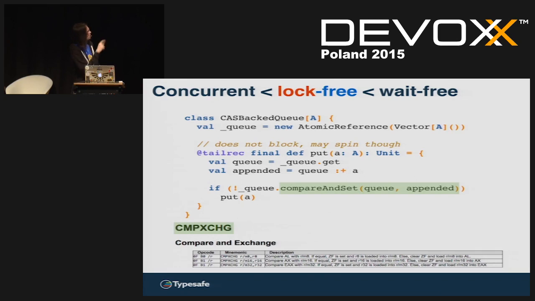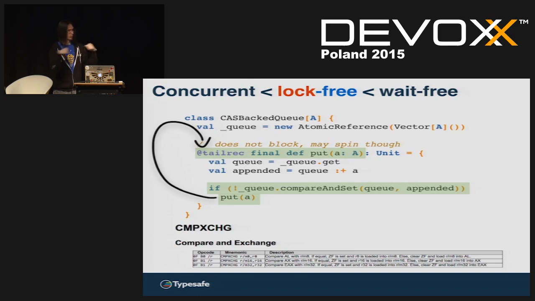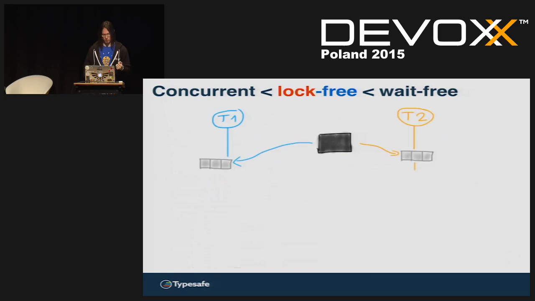So I do queue, I get my queue from the atomic reference, and then I try to append to it. And then, if during that time, when I was doing the appending, the queue didn't change, the reference inside the atomic reference didn't change, then I actually execute the swap. And if I didn't, I will try again. Like I said, I will keep crashing the cars until I succeed. This is basically it. How does it look in more pictures?